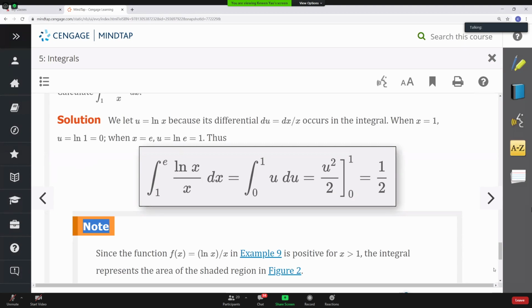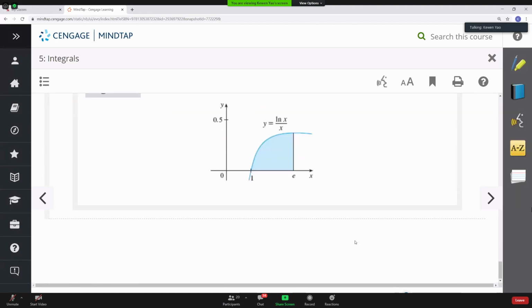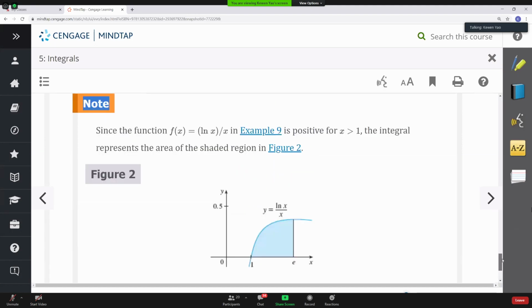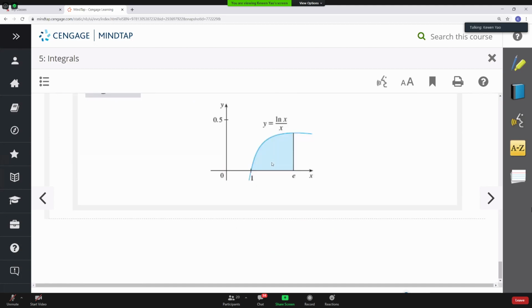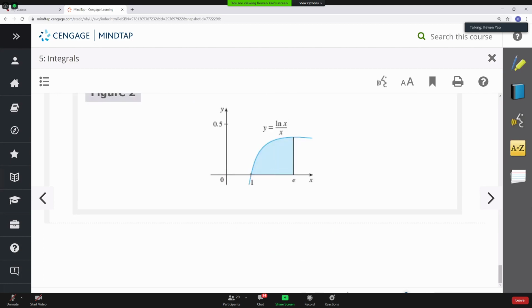So we have finished everything. What's the meaning of this? This is the area. Remember, the graph of log x is this. From 1, because log 1 is 0, to e. This is the picture, the graph. So the area here is 1/2. You see the area is 1/2. Okay, so we have finished.